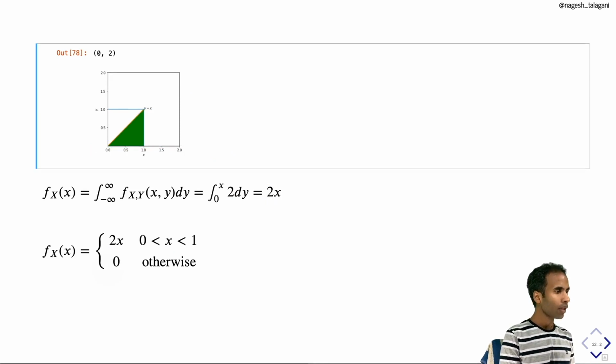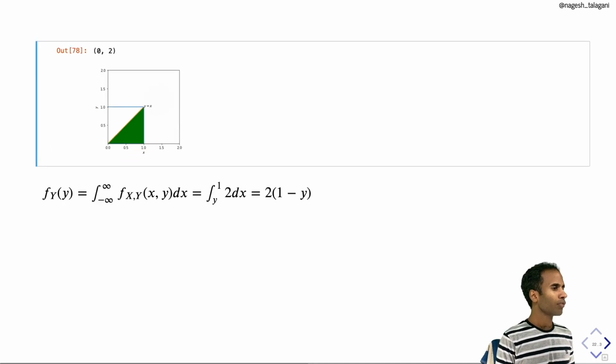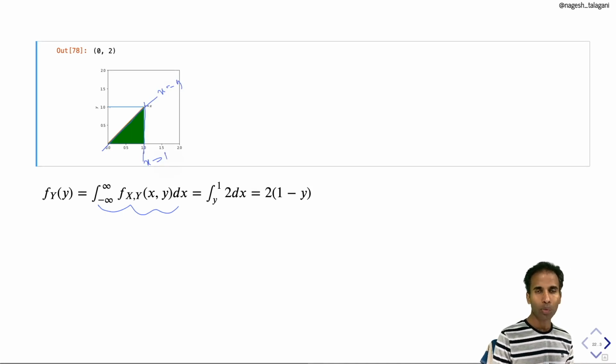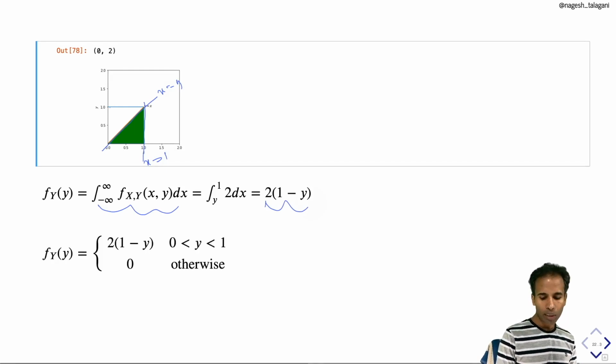Fine. Next. Now let's find out PDF of y. To get the PDF of y, we need to integrate joint PDF with respect to x. Here x limit is going to be x equal to y to x equal to 1. Okay, so x limit is going to be y to 1. So we have to integrate the joint PDF 2 with respect to x from y to 1. So you end up with 2 times 1 minus y. So the PDF of y is going to be 2 times 1 minus y for 0 less than y less than 1, 0 otherwise. Again here support of y also interval 0, 1.